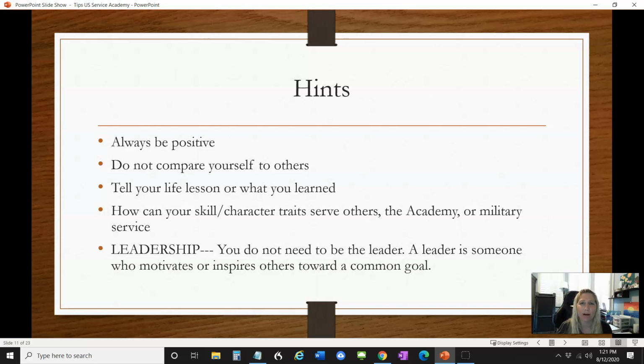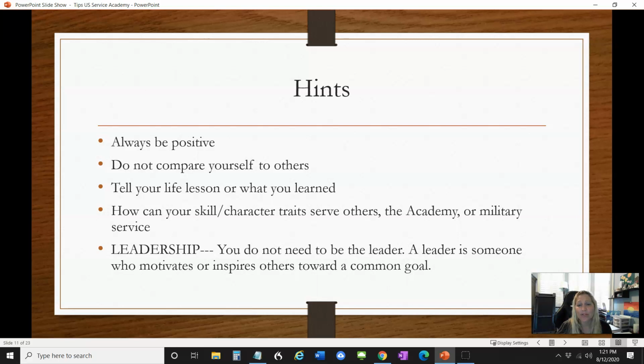Now, if you're talking about a conflict, say, hey, I disagreed with this other person. That's fine. You can say we disagreed and then talk about how you solved that disagreement. That's a different thing. You're not putting someone down. You're just stating that there was a disagreement and talking about the ways and methods you helped resolve that conversation, argument, whatever it was. Again, hints, tell your life lesson. Make sure you tell what you've learned from any experience.